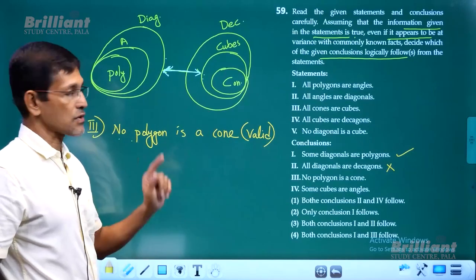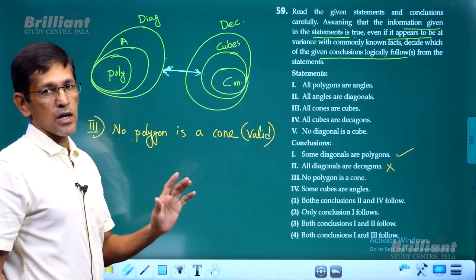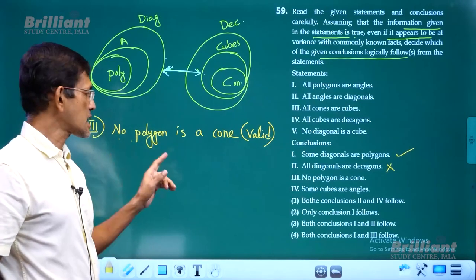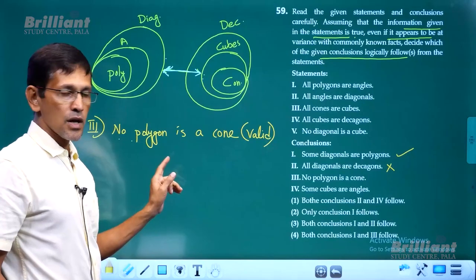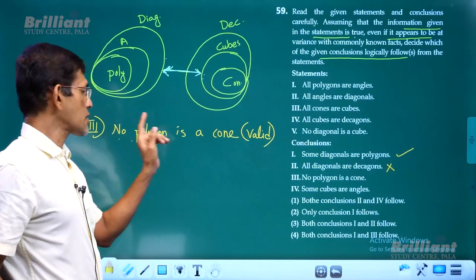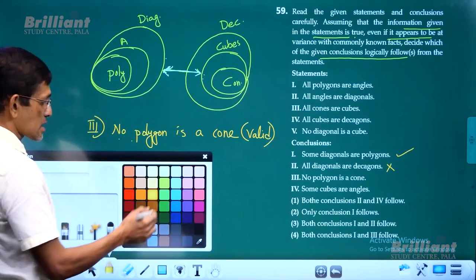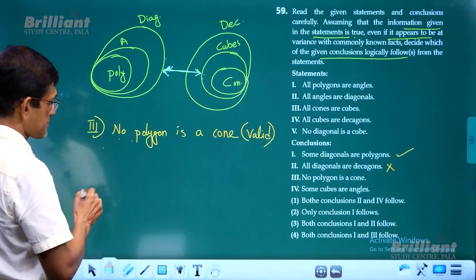But this is a negative conclusion. For a negative conclusion, it is a bit tricky. So anytime you have a negative conclusion, what you are supposed to do is this: if the negative conclusion is valid for the basic diagram, there is another step involved in that.